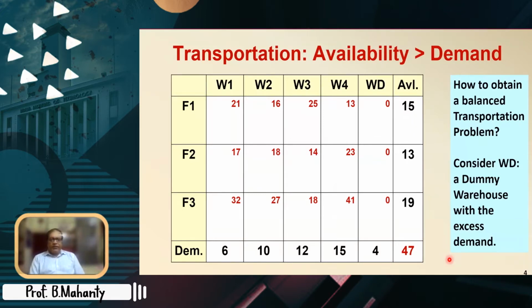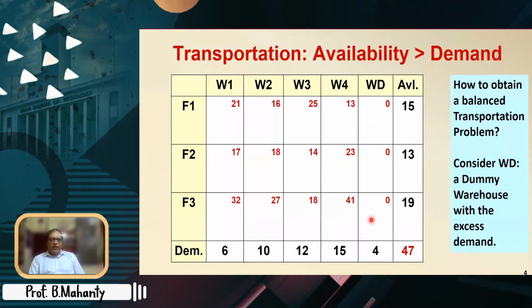Right, the problem is balanced, but one key question still remains. What should be the unit transportation cost to supply from the factories to the dummy warehouse? If you see here, they are all put as zeros. Now, can you tell me what is the logic behind putting all zeros there? What is the logic? So basically, this dummy warehouse actually does not exist.